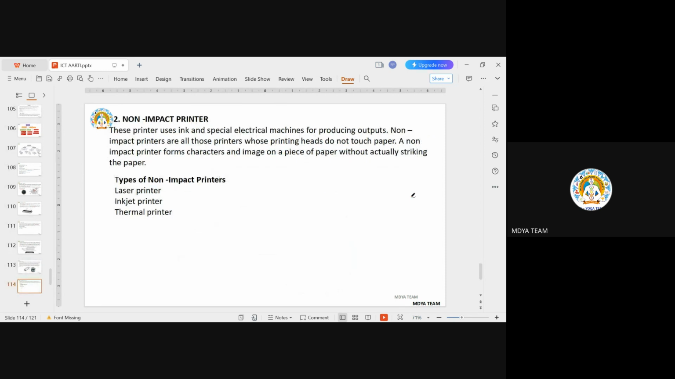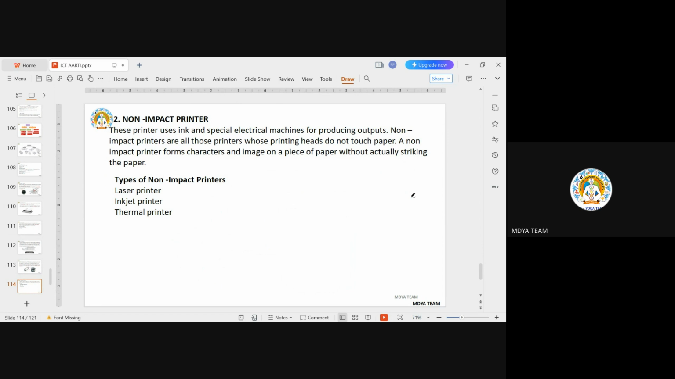Next is the non-impact printer. These printers use ink. Before, we were using a hammer to impact the paper for printing. In this we are using ink and special electrical machines for producing outputs. Non-impact printers are all those printers whose printing heads do not touch the paper. In the impact printer, the printing head touches the paper, but in this type of printer, the printing head does not touch the paper. That's why they don't create noise. A non-impact printer forms characters and images on a piece of paper without actually striking the paper. There is no hammer, so they don't strike the paper.